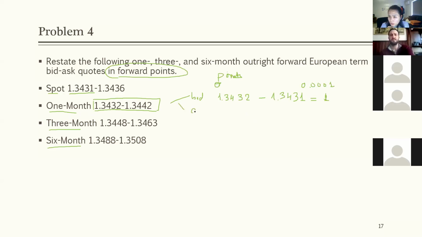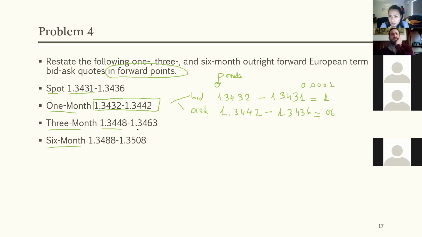So to compute the ask forward point, I'm going to do something similar on the ask rate. So I'm going to take the ask forward rate, 1.3442 minus 1.3436. Okay, so in this case it will be 6 basis points. Okay, so here I'm going to write 0.06.